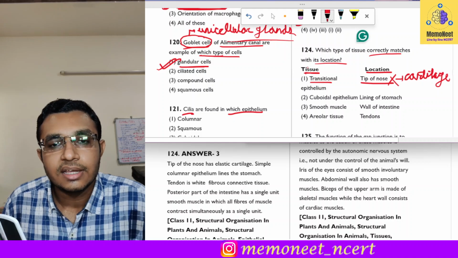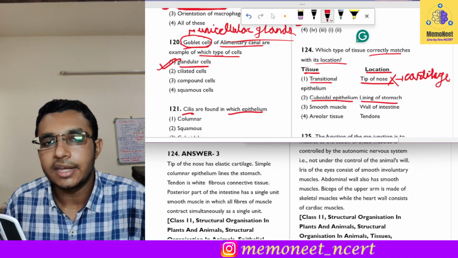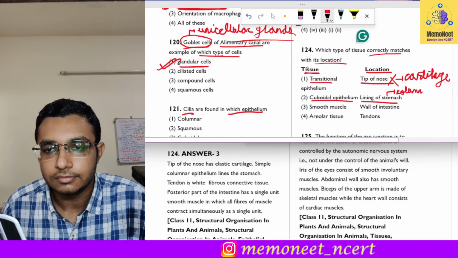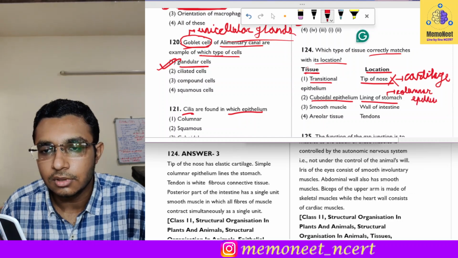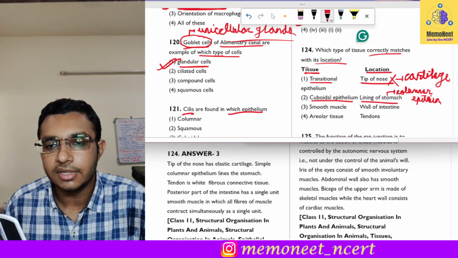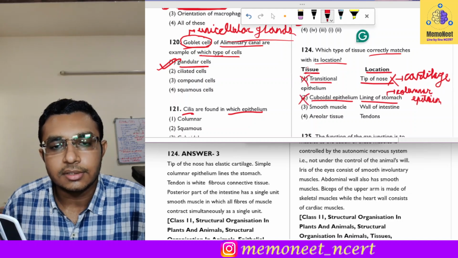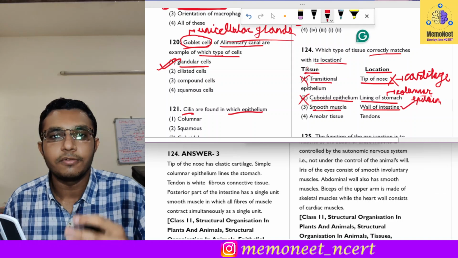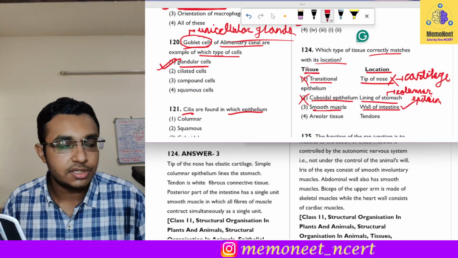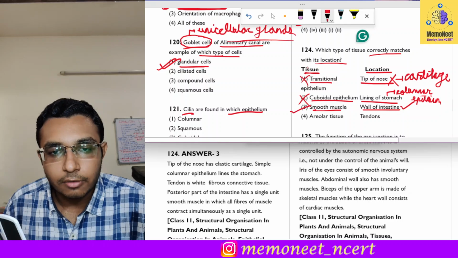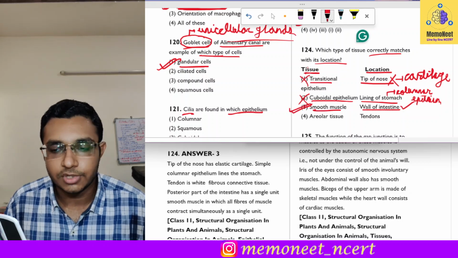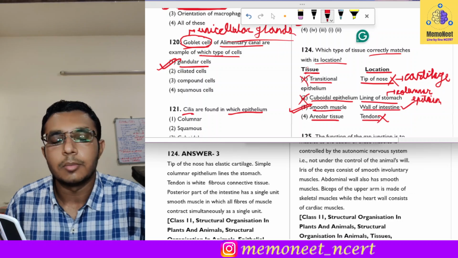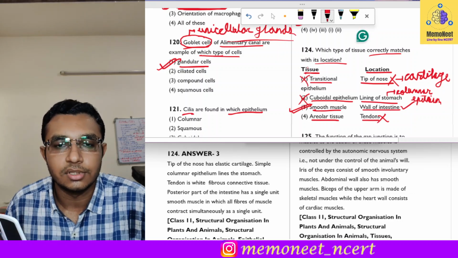So first is incorrect. The second option is cuboidal epithelium is found in the lining of stomach. That is also incorrect because the stomach is lined by columnar epithelium. Therefore option 2 is also incorrect. The third option is the smooth muscle is found in the wall of intestine. So yes, this is absolutely correct. The wall of intestine is lined by the smooth muscle, which is involuntary in nature. So the correct matching is found in option 3. So the correct answer of this question is option 3. The next option is areolar tissue is found in tendons, so that is also incorrect, because the tendons are the dense regular connective tissue.